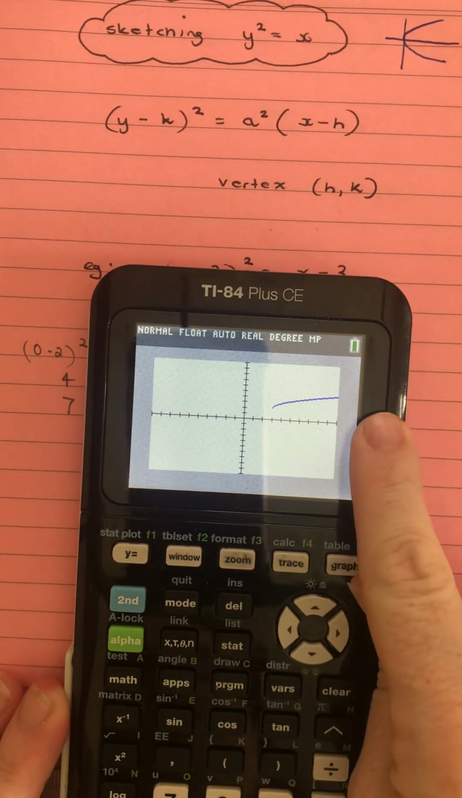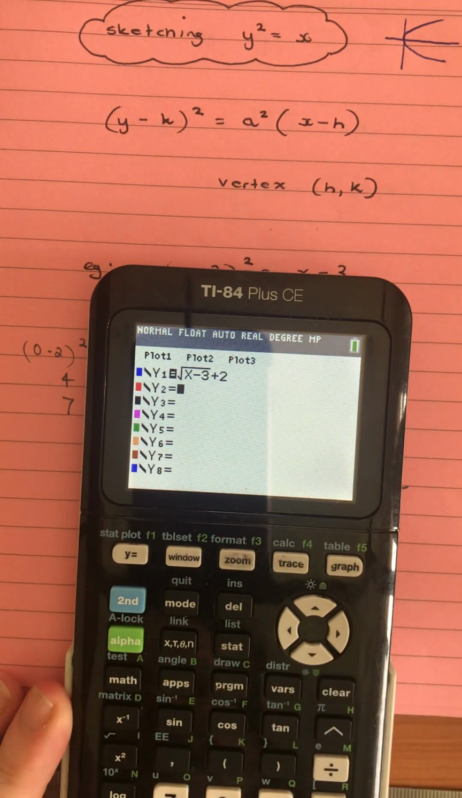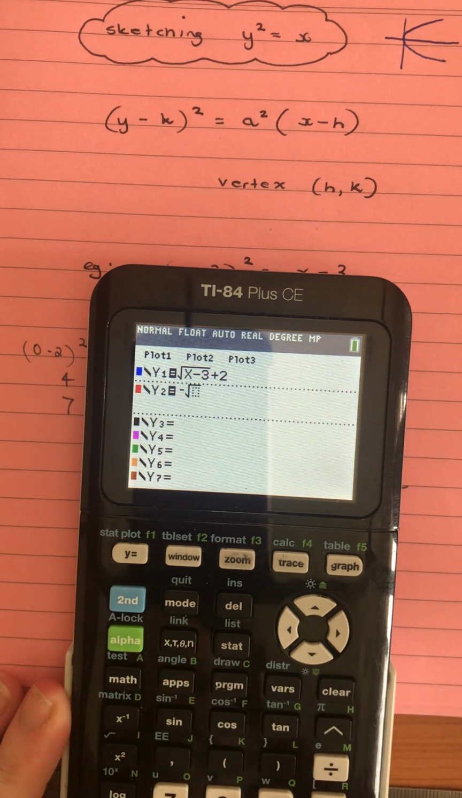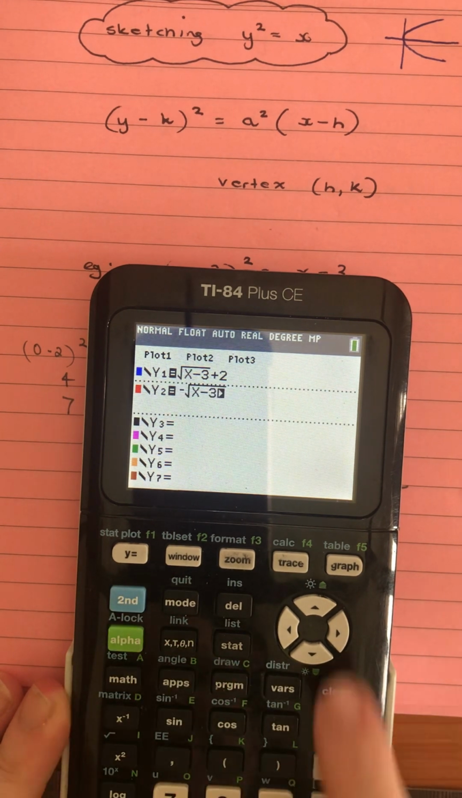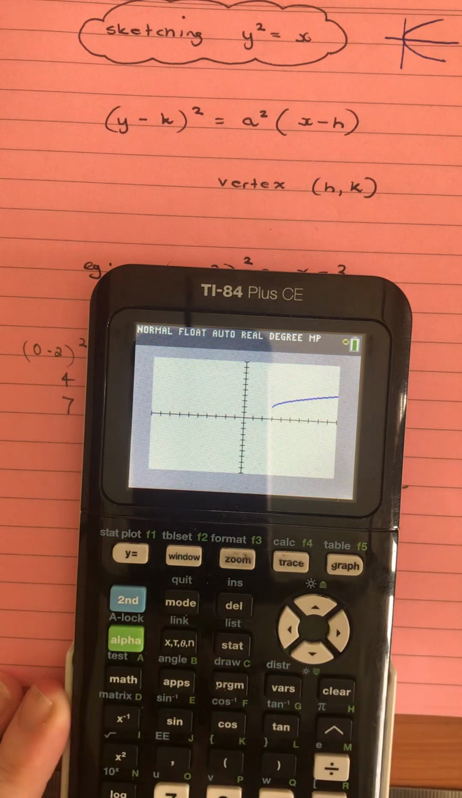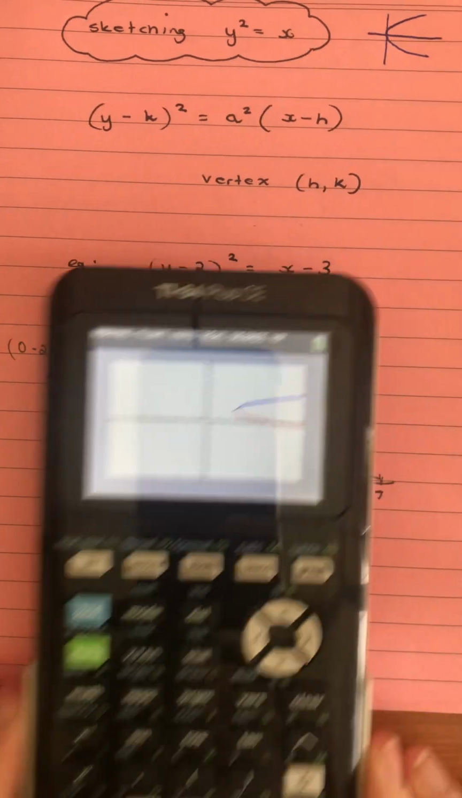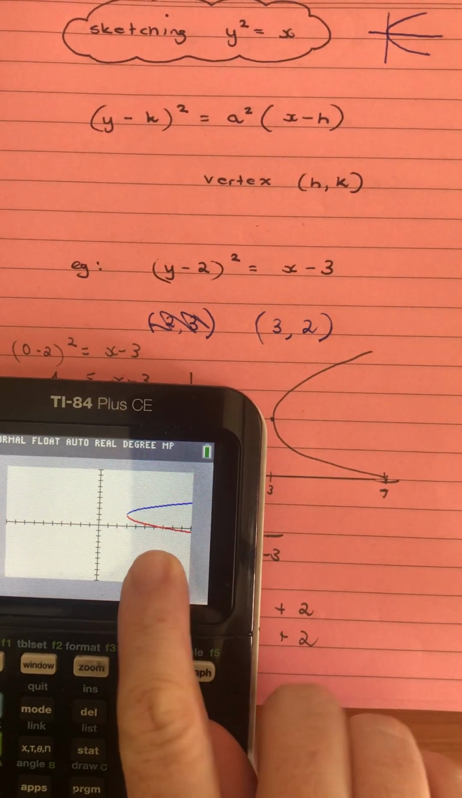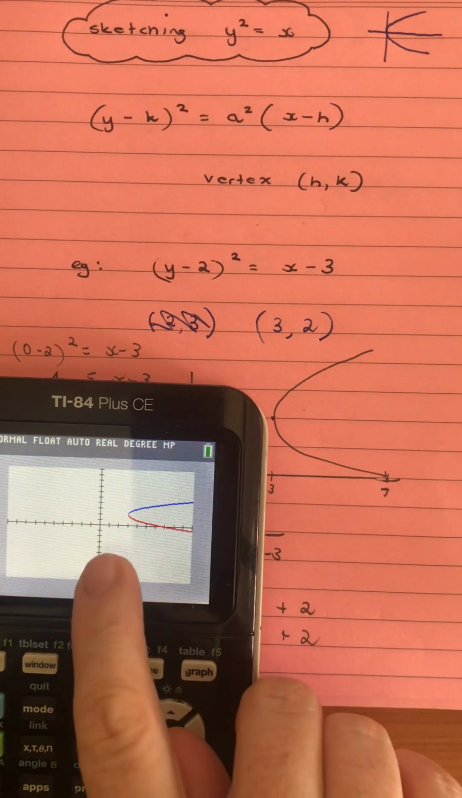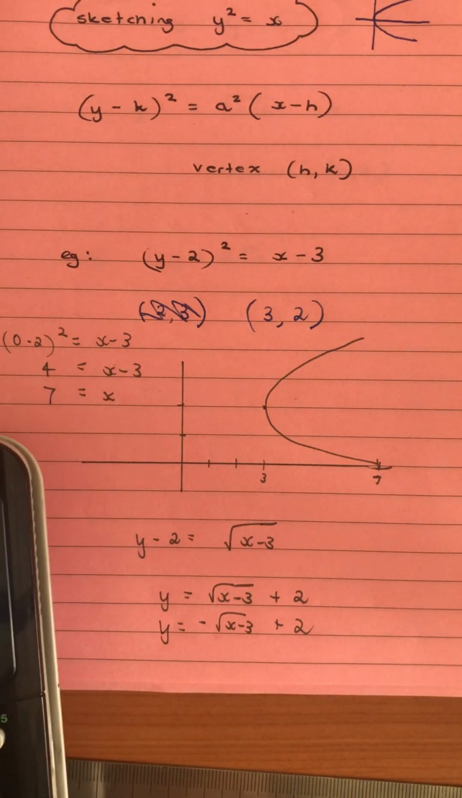So see how it only does the top half? So then if we put the negative of that, you'll see it brings in that bottom half of the picture, which is what we've got here, and we should be able to see along that line that it will cut at 7 there.